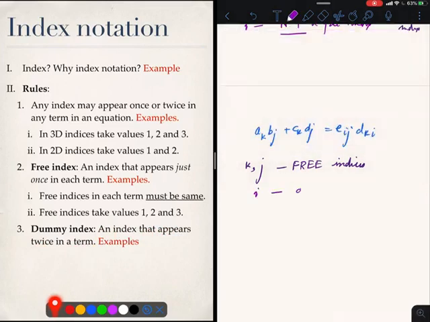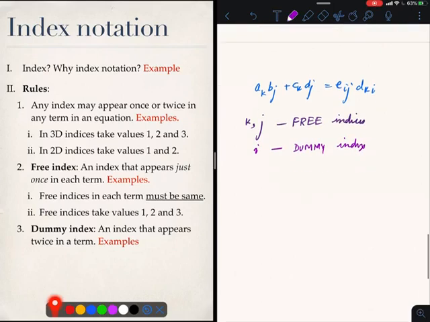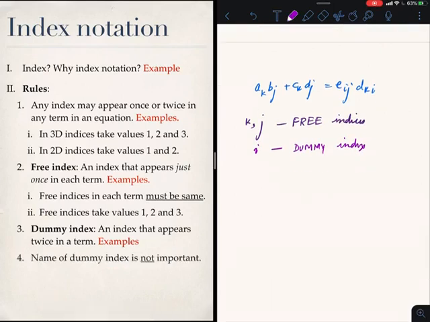So I is a dummy index, and the name of the dummy index is not important. What does that mean?